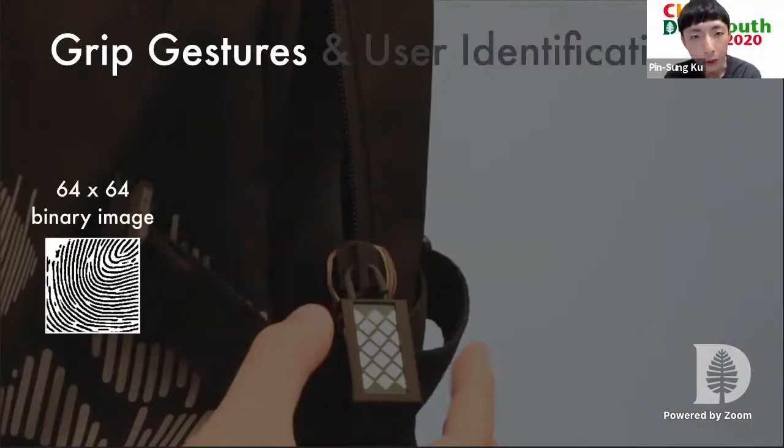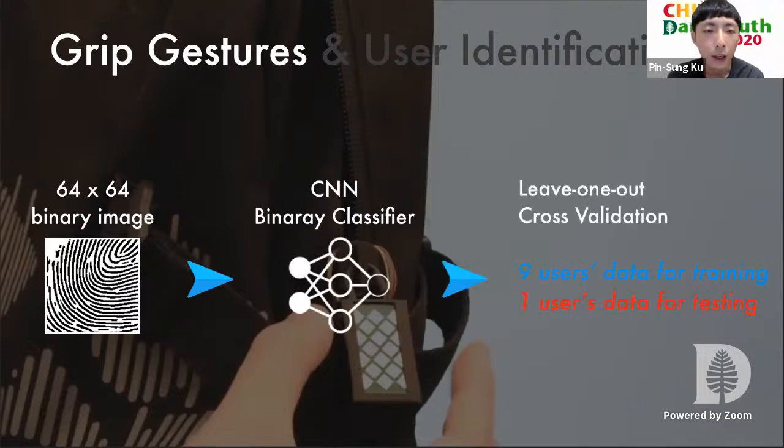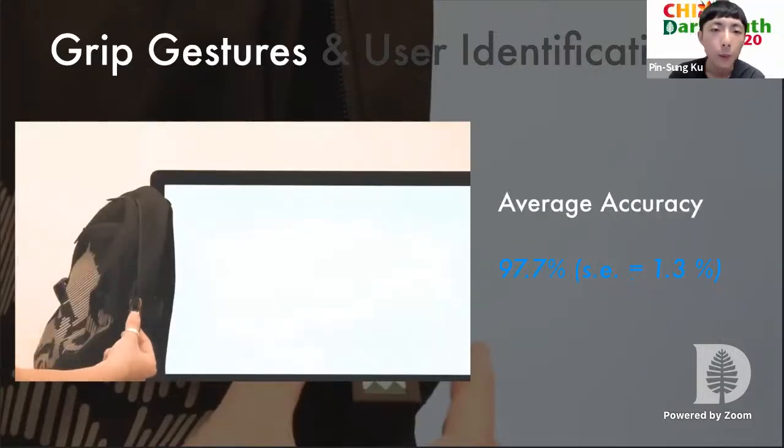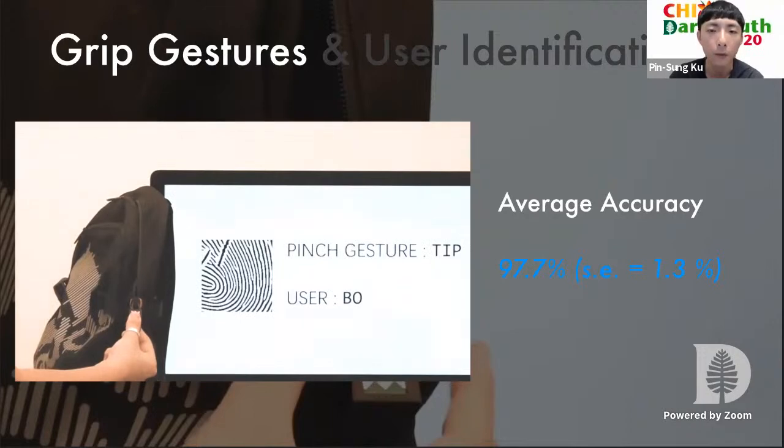In order to train the model for the grip gestures, we turned the fingerprints into binary images. The data was then used to train the classifier, and we conducted leave-one-user-out cross validation, where the data from 9 users was combined for training and 1 user's data for testing. The result yielded an average accuracy of 97.7% for grip types.